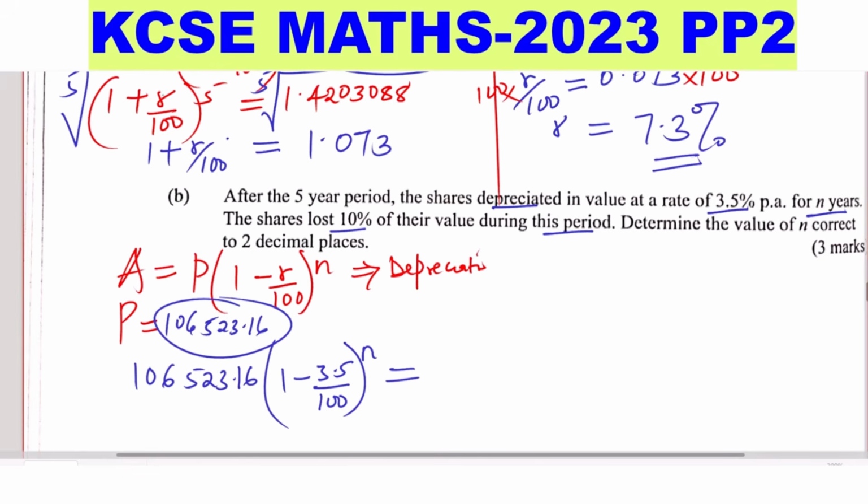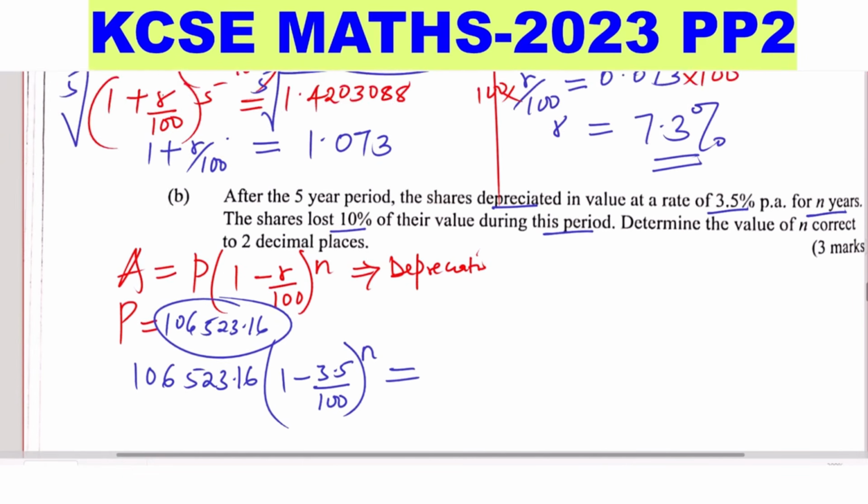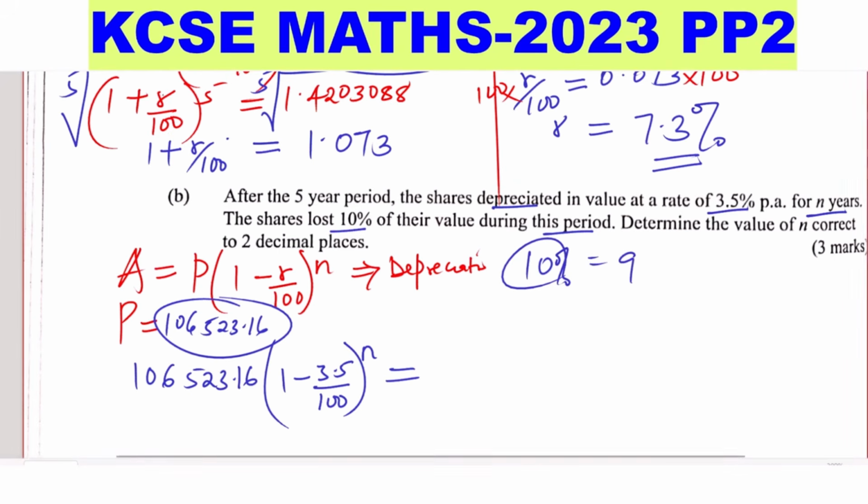It is equivalent to, now from this statement, the shares lost 10% of their value during this period. So 10% of what? It is 10% of the total value. So if it lost 10%, then what remained was 90%. The amount after depreciating will be 90% because it lost 10%.